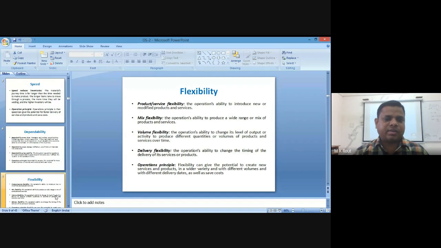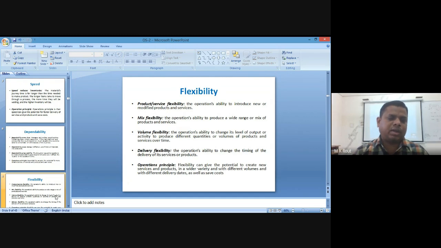The next is mix flexibility, the operation's ability to produce a wide range or mix of products and services. As I told in the last class, if you go to the dairy segment, especially the milk dairy industries, in the rainy season, they directly reject receiving raw milk. But in the case of Amul industries, they directly go for a wide range of products. So that is known as mix flexibility.